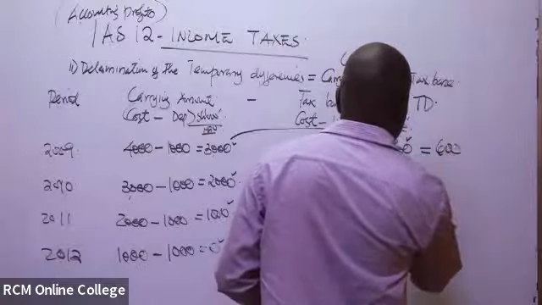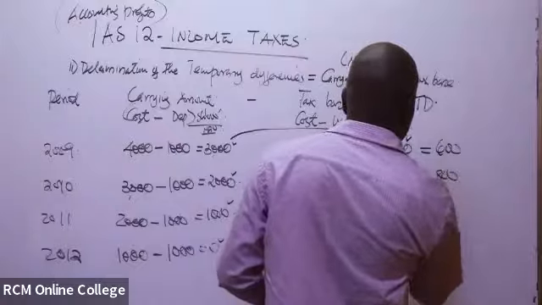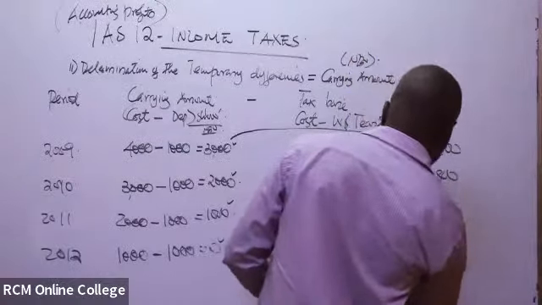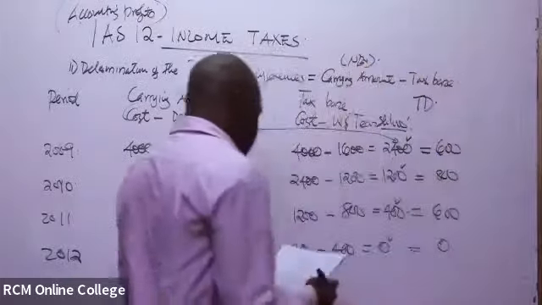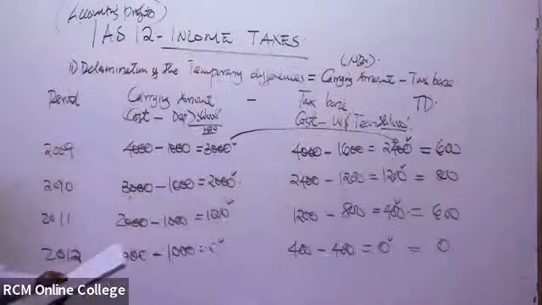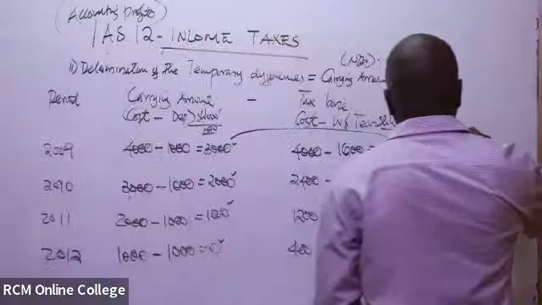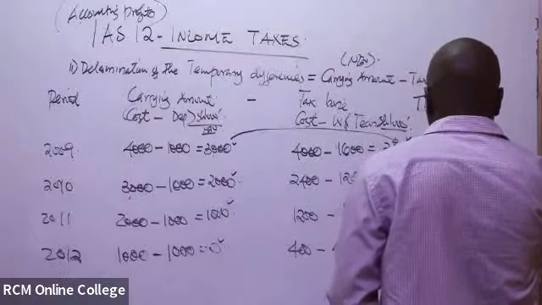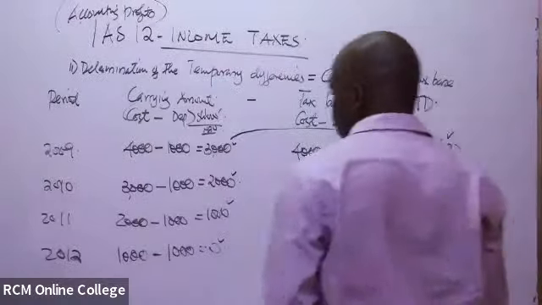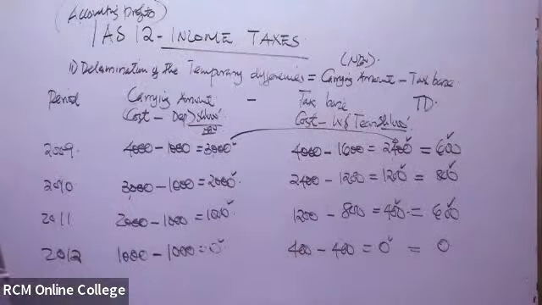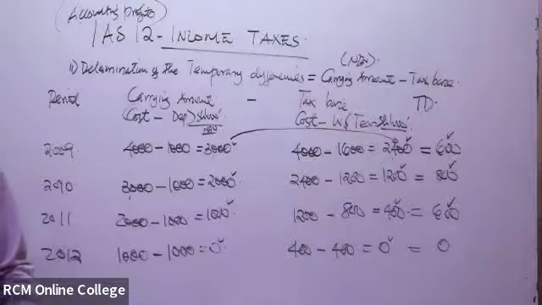I think this one will be 800. This one will be, is it 600? 600. This one will be 0. So the temporary difference for 2009 was actually 600. This one was actually 800. This one was actually 600. This one was actually 0. So that is basically what you call the temporary difference, or the TD.